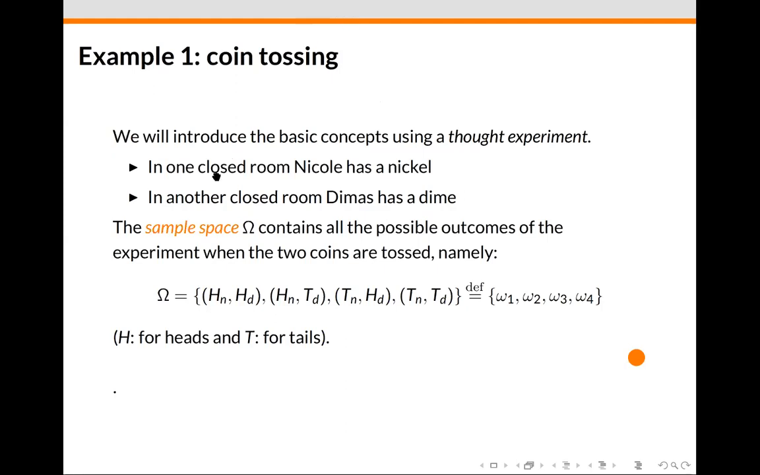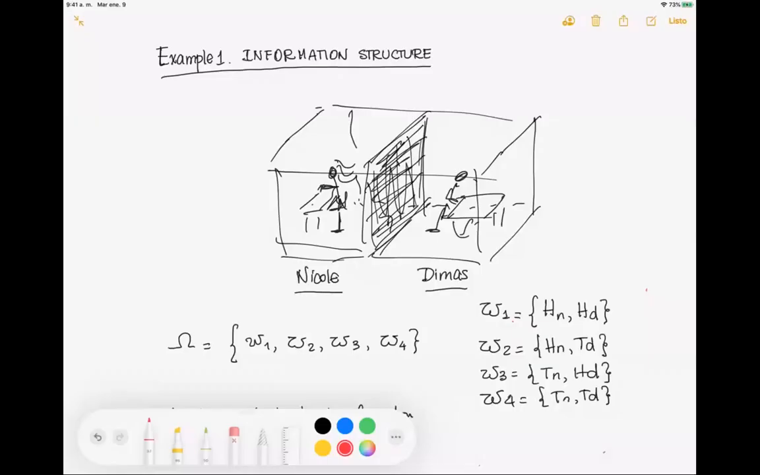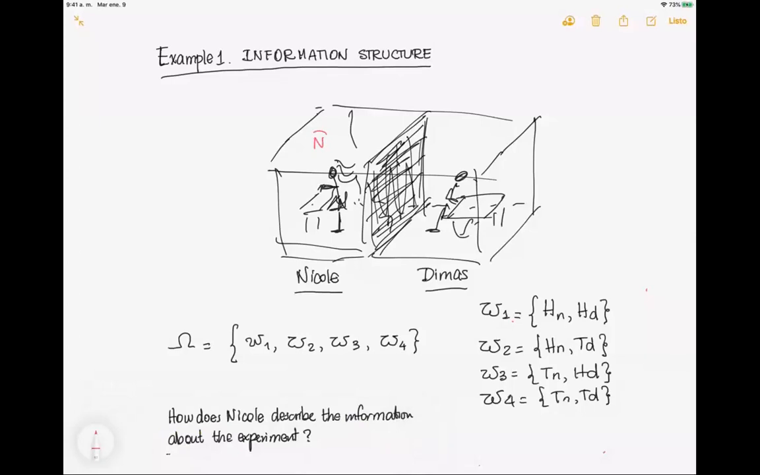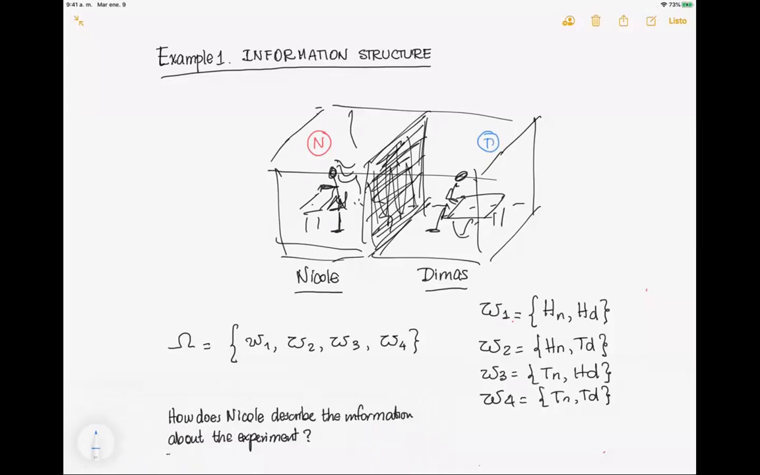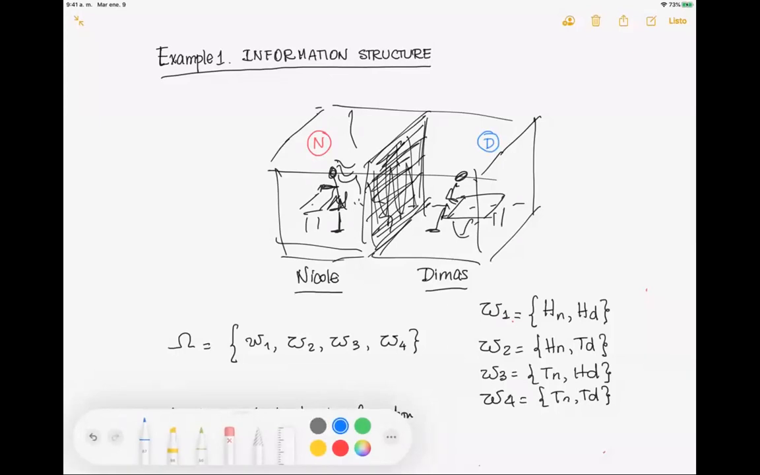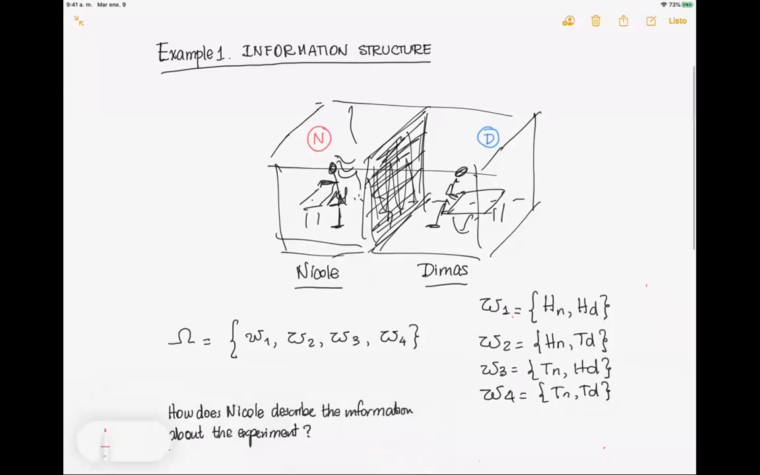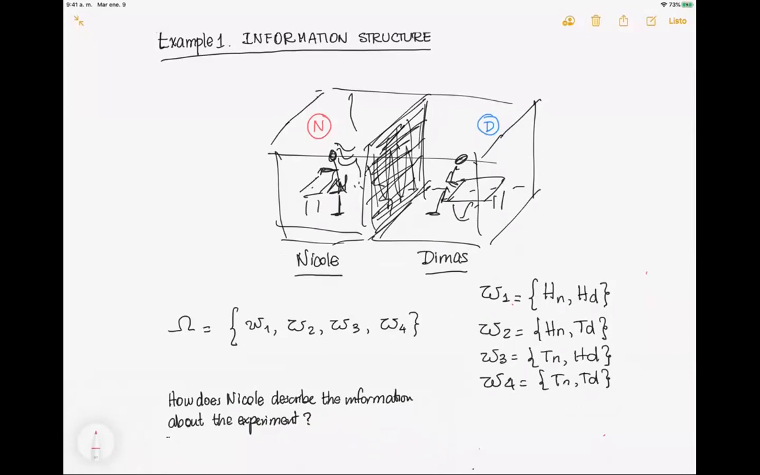I'm going to illustrate this using my iPad. So we have the 2 rooms, Nicole in one room, Dimas in the other room. Nicole here has a coin, which is a nickel, and Dimas has a coin here, which is a dime. So they're going to do their experiments. The question that we want to address right now is the following. I've repeated what omega is. How does Nicole describe the information that she can see about this experiment?